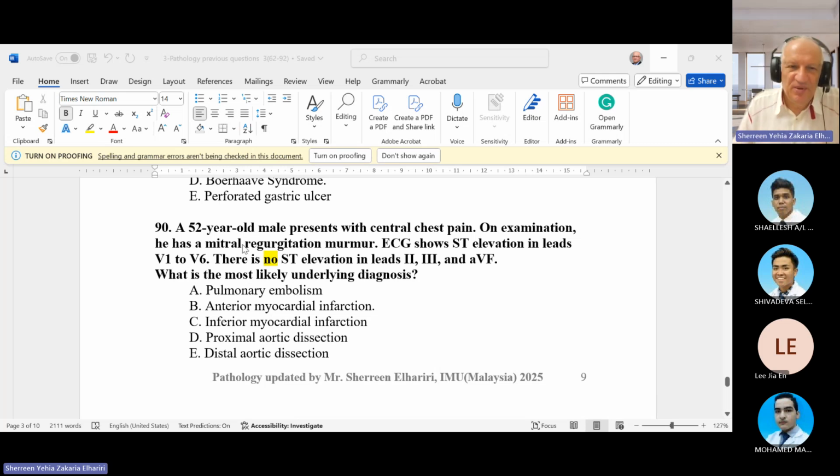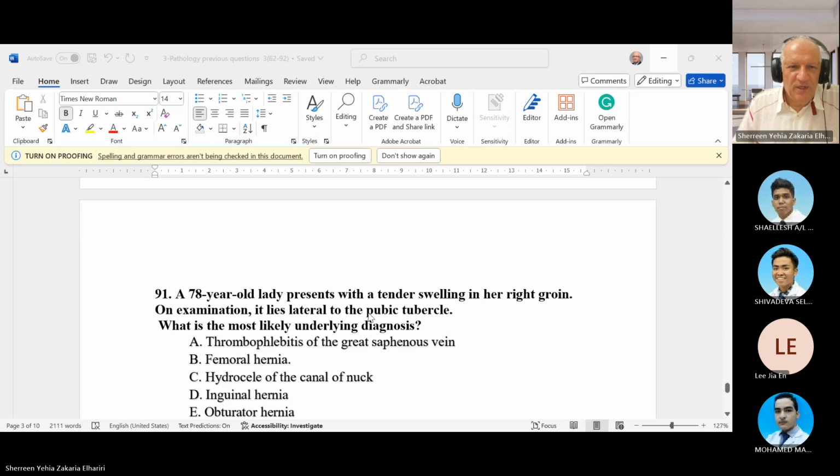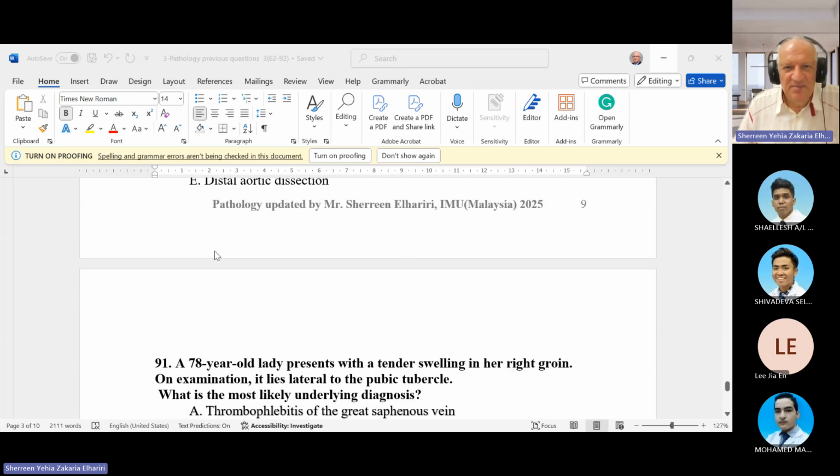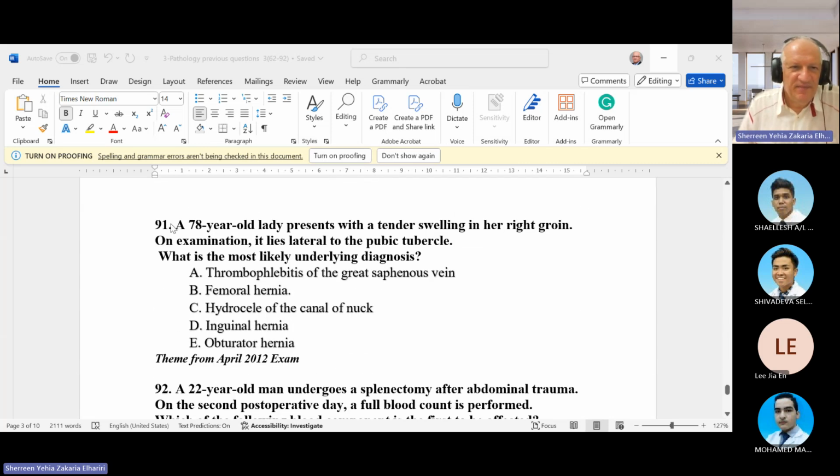Okay, next question. A 52-year-old male presented with central chest pain. On examination he has mitral regurgitation, ECG shows ST elevation in leads 5 and 6, no ST elevation in 2, 3, and AF. So this patient now is typical of anterior or anterolateral ischemia. So anterior myocardial infarction or anterolateral ischemia. Of course, this question usually comes in exams under anesthesia or physiology.